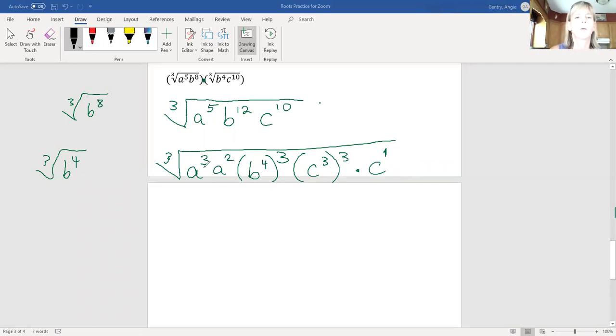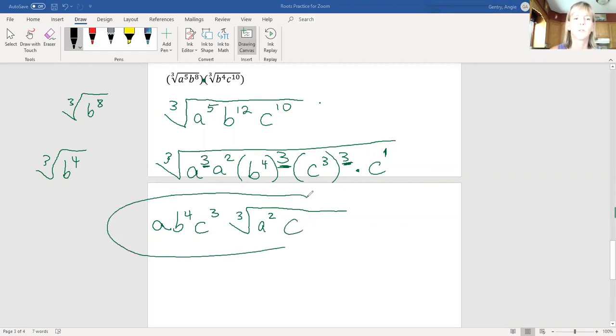Then you say, okay, what matches my index? That one. So the A comes out. This matches my index. What comes out? The thing it's attached to, the whole b to the fourth. This matches my index. What comes out? The thing it's attached to, the whole c cubed. And then you say, I have a cubed root. What stays under? A squared and c. And there's your final answer.